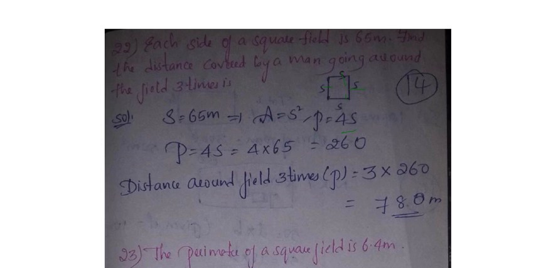One side they have given 65. Whole sides will be what? Perimeter equal to 4 into s, that is 4 into 65. Perimeter equal to 260. For one time going around the square, we got 260.